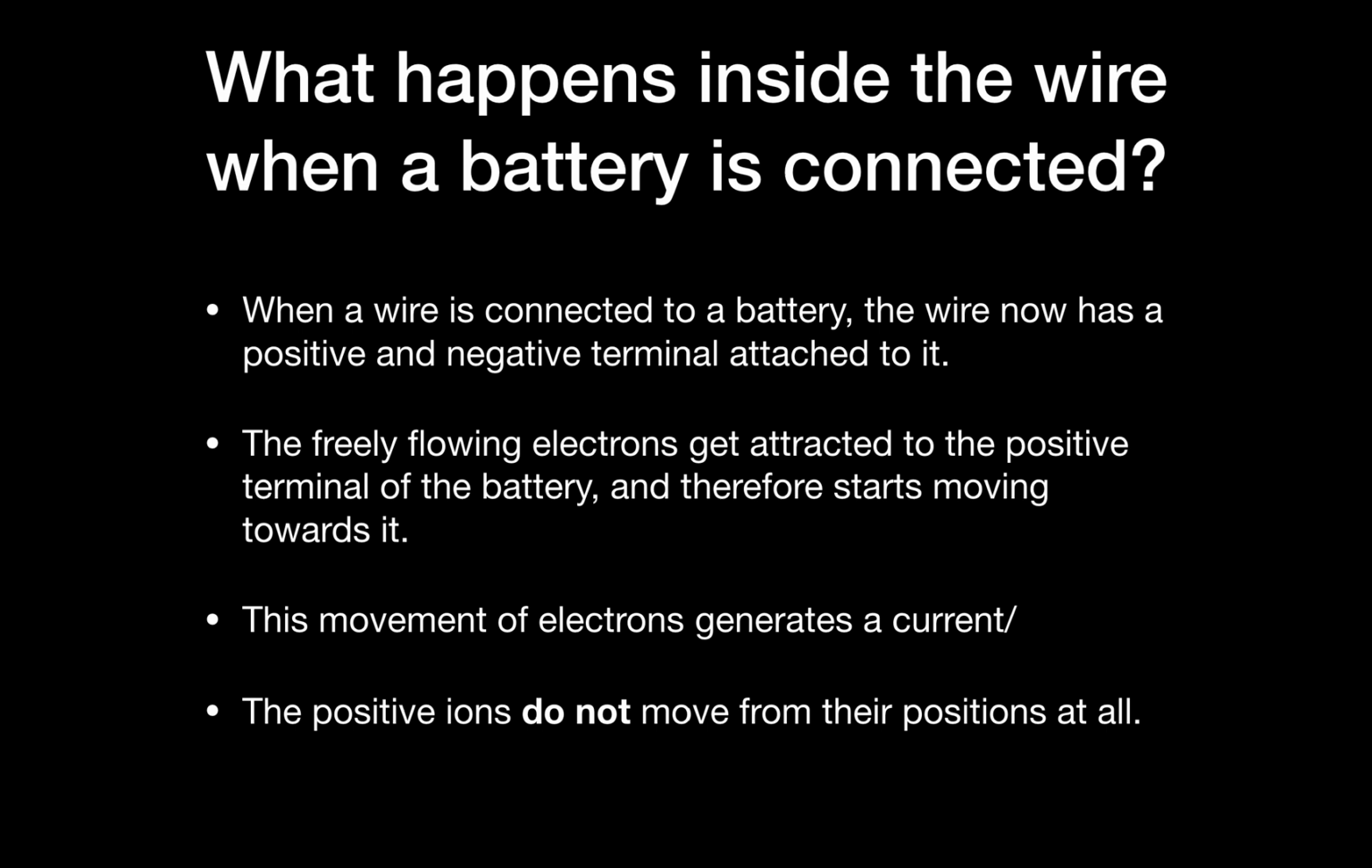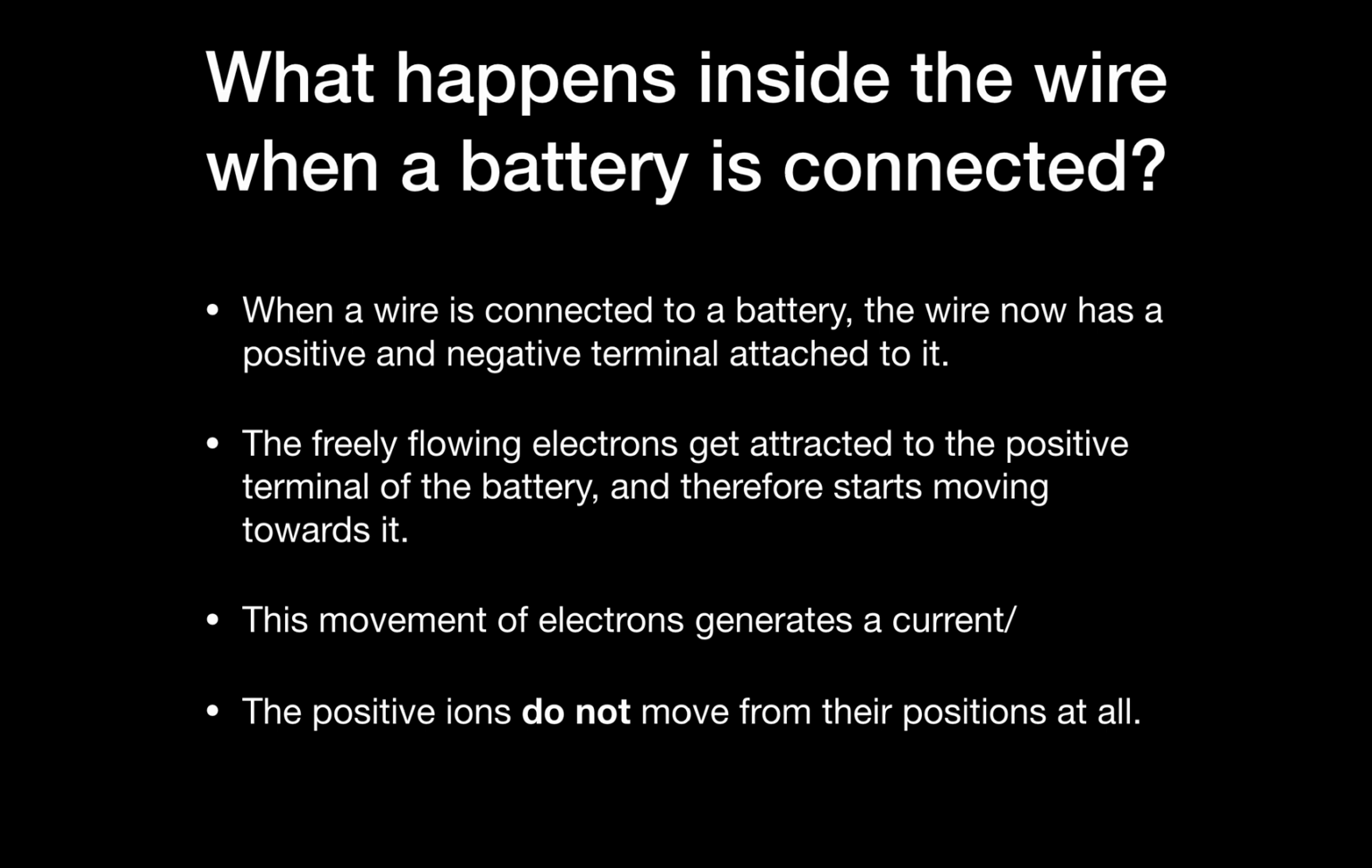Then, what happens inside the wire when a battery is connected across it? When a wire is connected to a battery, the wire now has a positive and negative terminal attached to it because a battery has a positive and negative terminal. And we know that electrons, because they're negatively charged, will flow towards the positive terminal. As we know, there are freely flowing electrons in the wire. So these electrons flow towards the positive end of the battery. This movement of electrons is what generates a current, right?